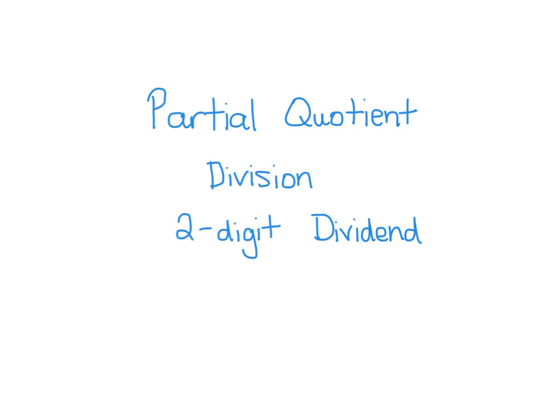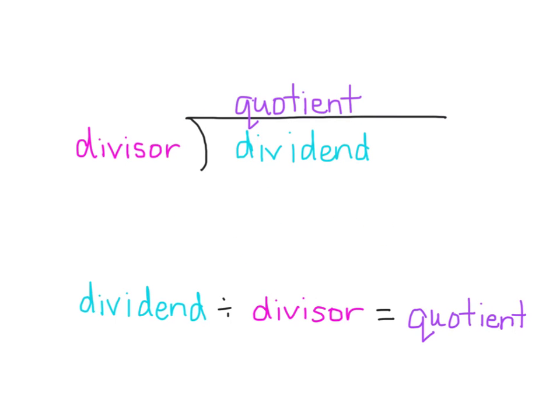In this lesson, we're going to be looking at the partial quotient strategy for division with a 2-digit dividend and a single-digit divisor. Sometimes this is referred to as the area model also, but we're going to call it partial quotient.